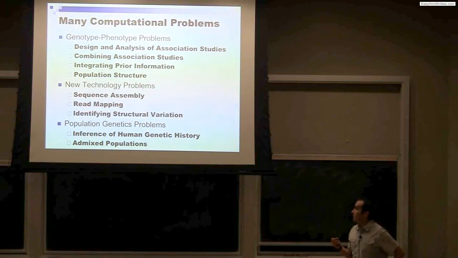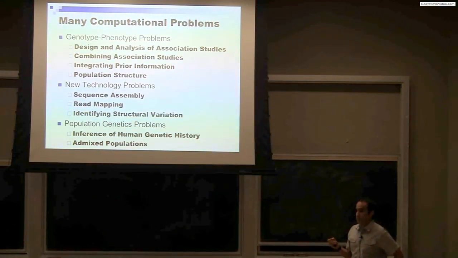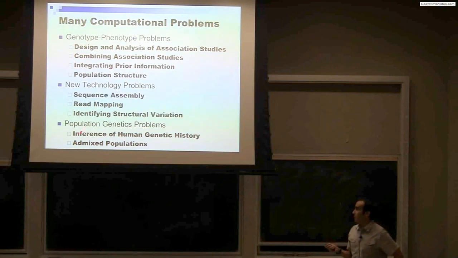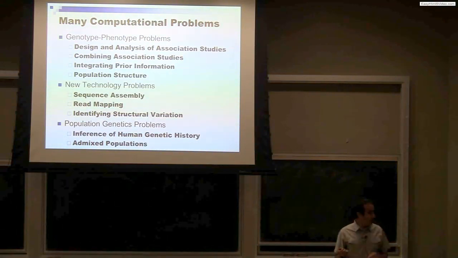There are many computational problems here. We're going to be mostly working on genotype-phenotype problems, which are the design and analysis of association studies. That's what we're talking about today. Combining associations, integrating prior information, population structure: we're going to be talking a lot about these different things. There are also lots of new technology problems. And there are also population genetics problems, which have to do with, in addition to the disease focus, trying to understand things like human history.